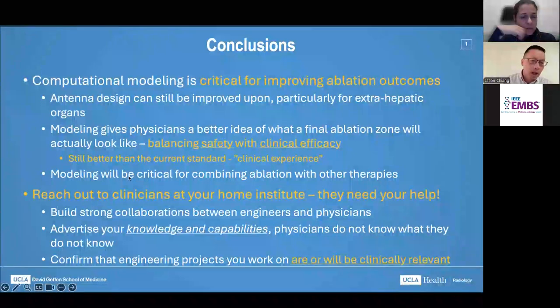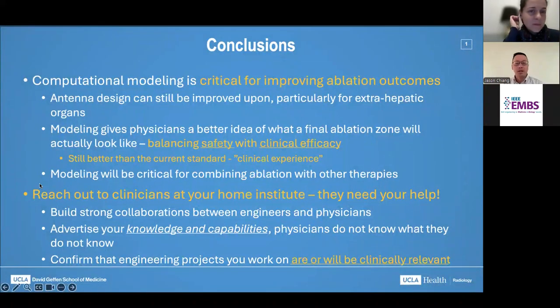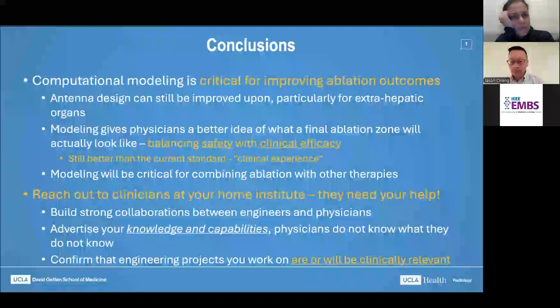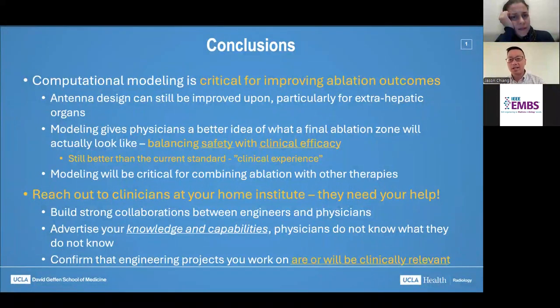And just as more of a global message, I think it's important to reach out to clinicians at your home institution. At UCLA, our hospital is right next to the engineering school, and most of the engineering students still do not know where the hospital is at. So I don't know how that happens, but there needs to be some more collaboration between the two. I was just at the IEEE EMBS conference in Orlando, and I think I was the only clinician there. I think there needs to be a little more engagement with clinicians, and if it's not them, it's got to be you. So someone has to do it.